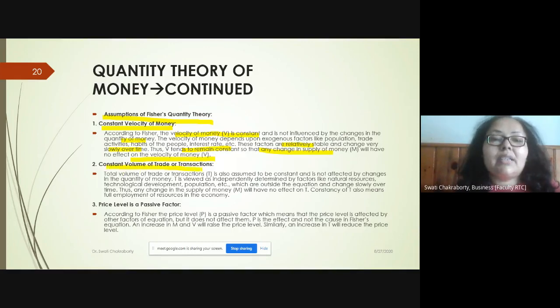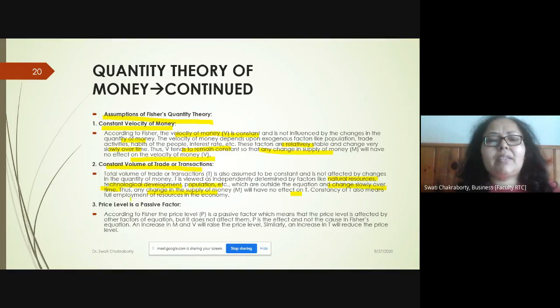The second assumption is constant volume of trade or transactions, that is T. It is also not affected by changes in the quantity of money, but is independently determined by factors like natural resources, technological development, and population. It is not part of the equation MV plus M dash V dash is equal to PT, and so it changes slowly over time. So any change in money supply will have no effect on T.